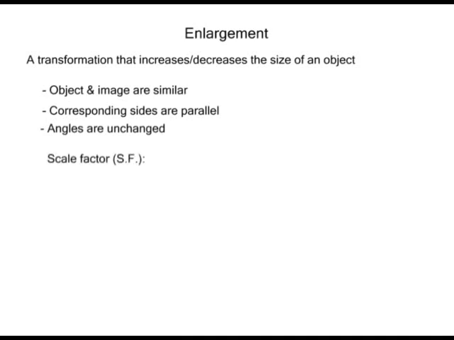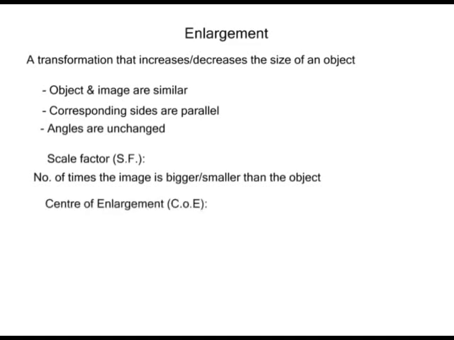One, the scale factor of enlargement, and this is the number of times the image is bigger or smaller than the object. A scale factor of 2 means the image is twice as big as the object. A scale factor of a half means the image is half as big as the object. And two, the center of enlargement, and this is the point of reference and where all the distances are measured from.